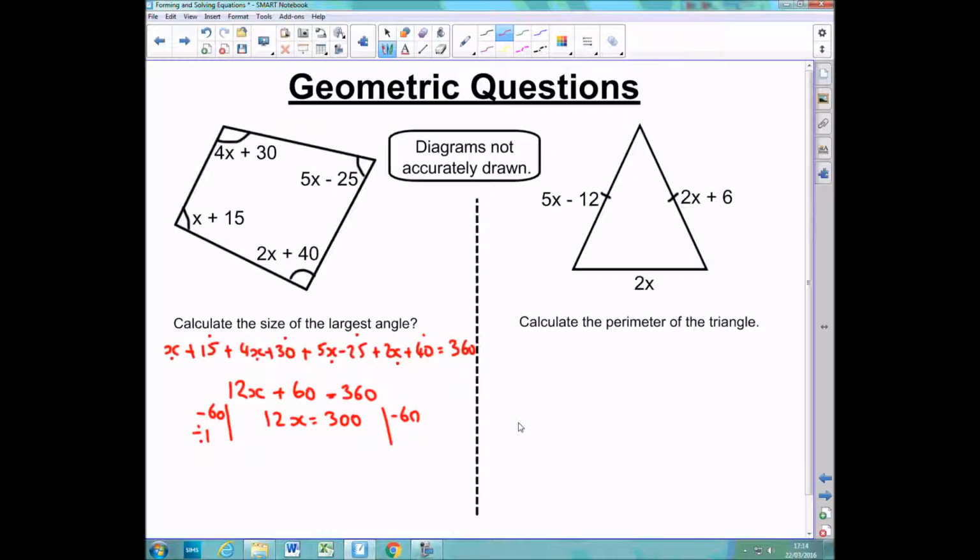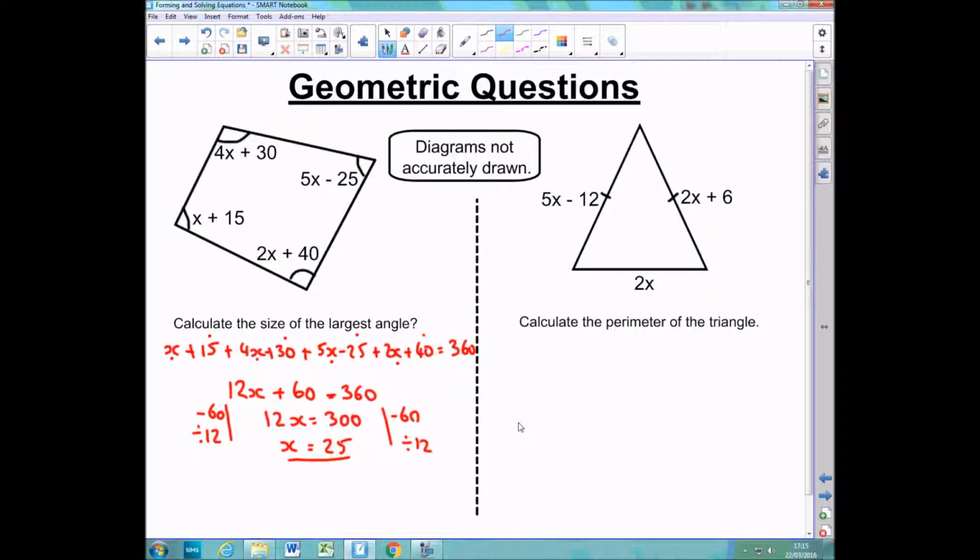Dividing by 12, I get x equals 25. Now the question is not actually asking me to find the size of x. It's actually asking me to calculate the size of the largest angle. Now that means I need to calculate all the angles in the diagram.